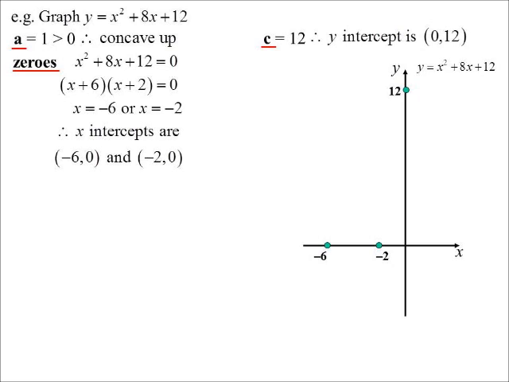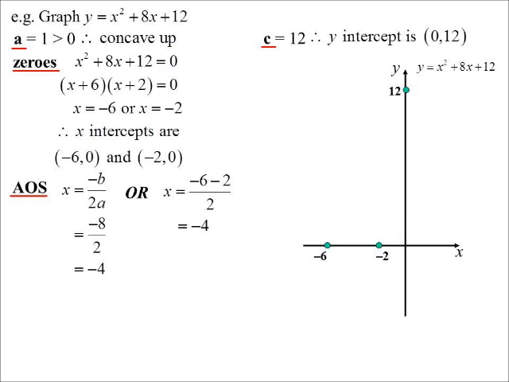That's probably enough to draw the graph, except the vertex would be nice. But if we're just drawing a rough sketch, that's probably enough. But let's find our vertex. For the axis of symmetry, I could use minus b on 2a, which turns out to be minus 4. But as I said, if we've already worked out the zeros, it's probably quicker to just average minus 2 and minus 6. And that is, of course, minus 4 as well.